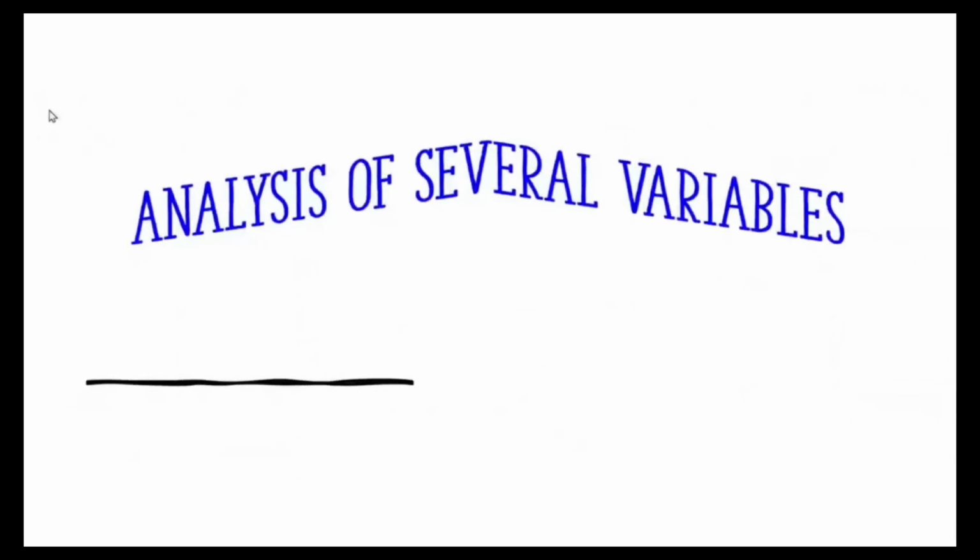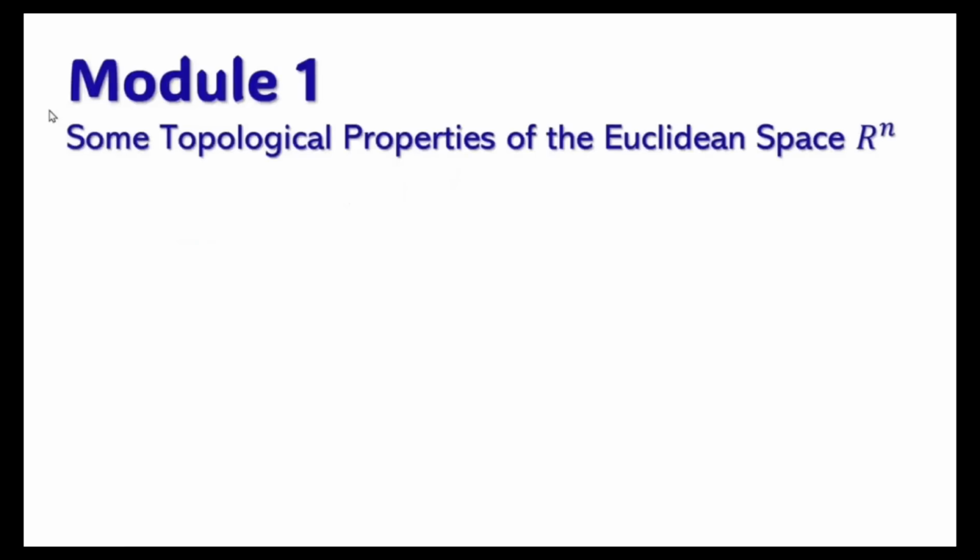Welcome to the course of analysis of several variables. So today we are going to discuss the module 1, which is some topological properties of the Euclidean space Rn.